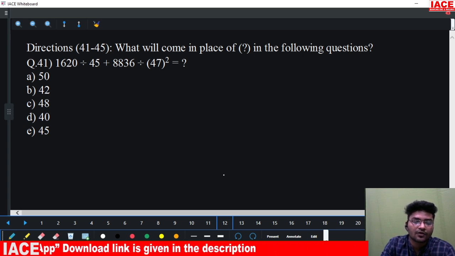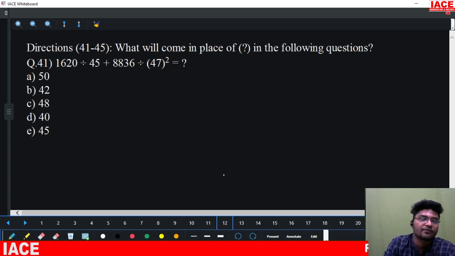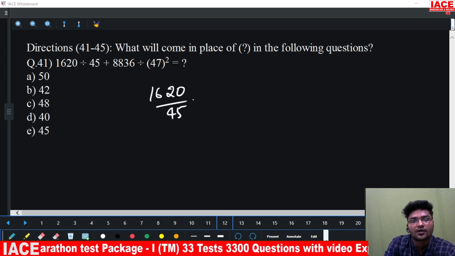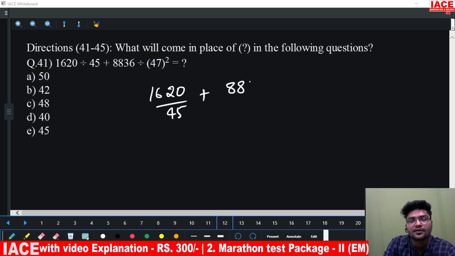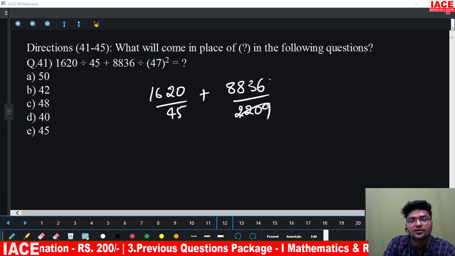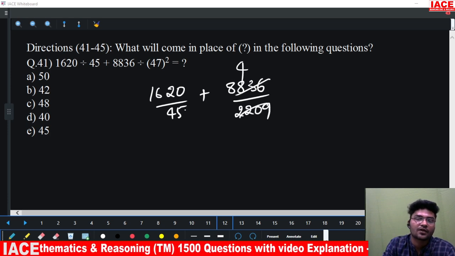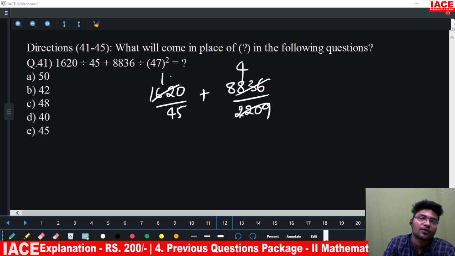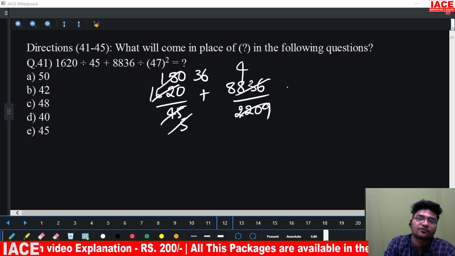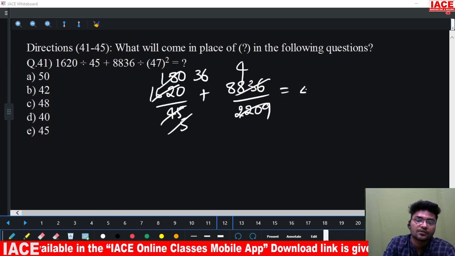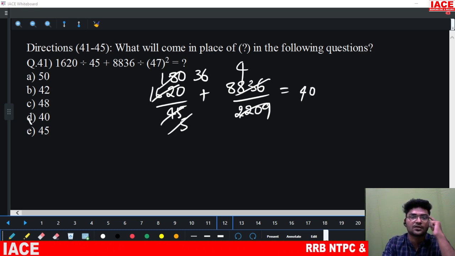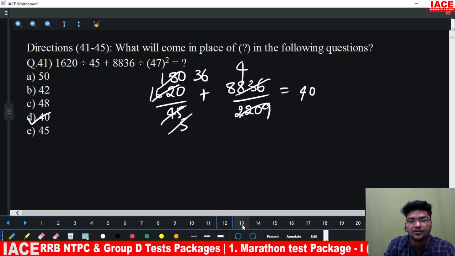Question number 41 to 45. Simplification. In this simplification, what is this? 1620 divided by 45 plus 8836 divided by 47 square. 47 square is 2209. So this is 4. This is 45. So this is 9 into 180 and 9 into 5. 36 plus 4 is 40. 40 means option D is the right answer.